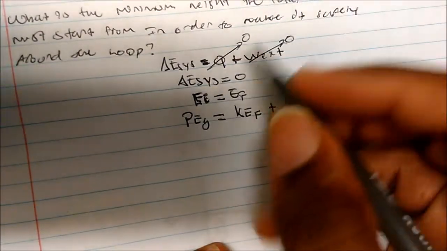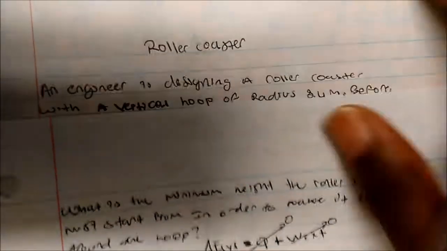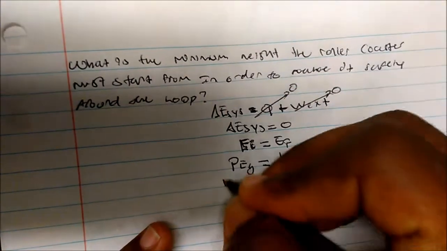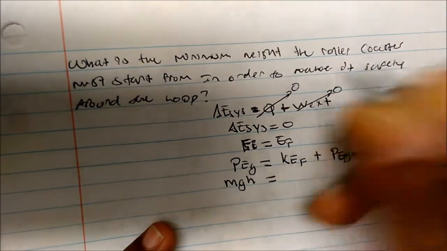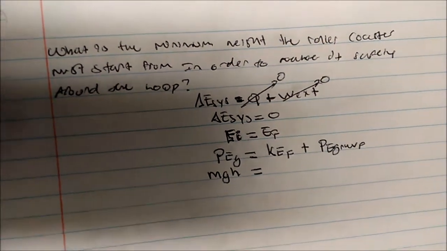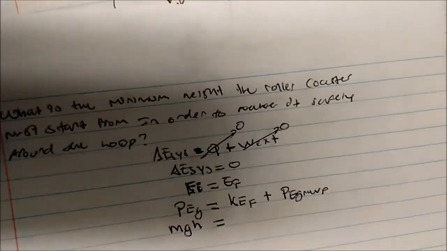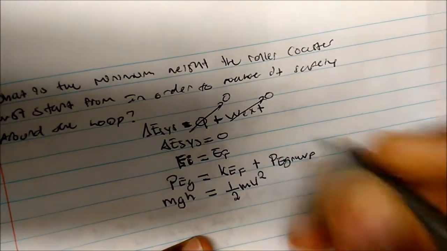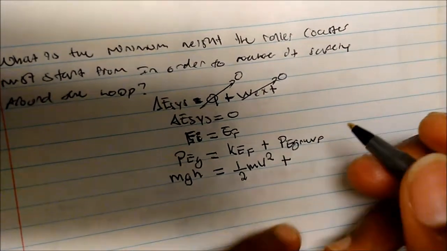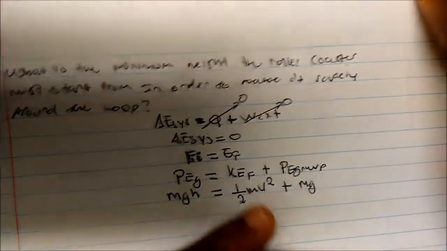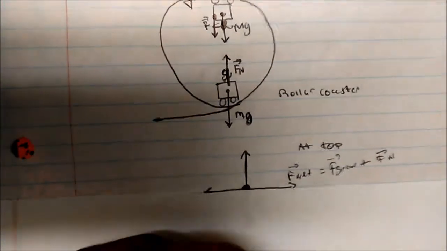And so initially at the bottom of the roller coaster, we only have potential energy due to gravity, and we say this is just some sort of mgh. We're at a certain height, so that's just mgh. Well, what's our kinetic energy final at the top? We know this has to be 1/2 mass times the velocity squared plus, well, what's my potential energy due to gravity? We know it's mgh, but in this case, I want you to take a clear look.